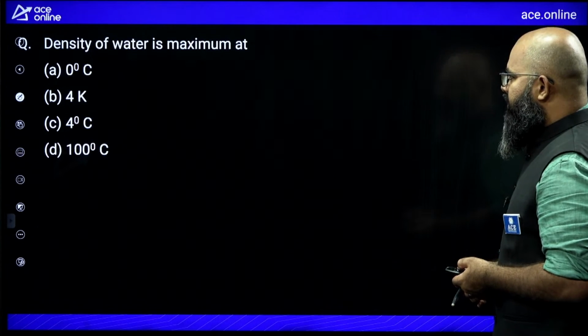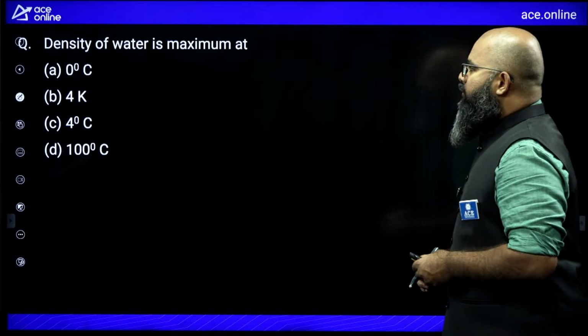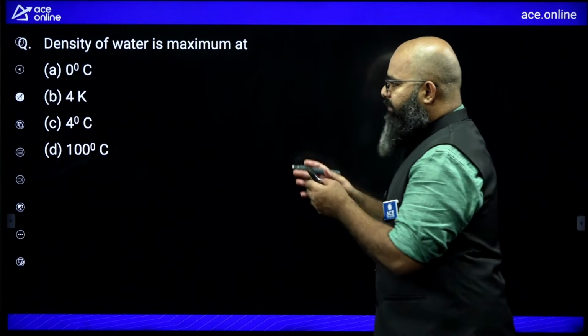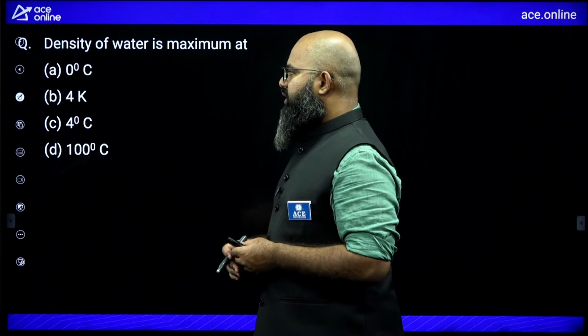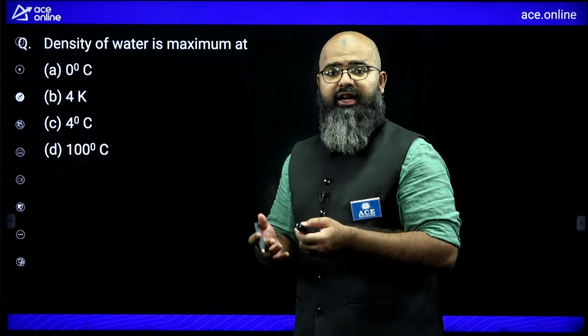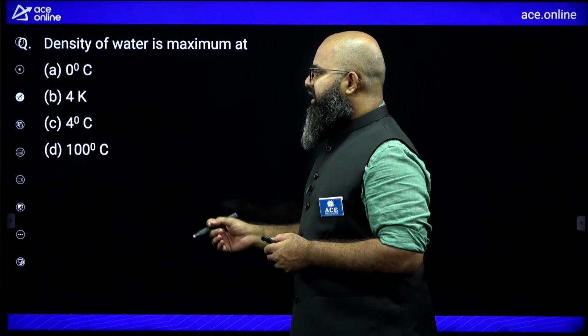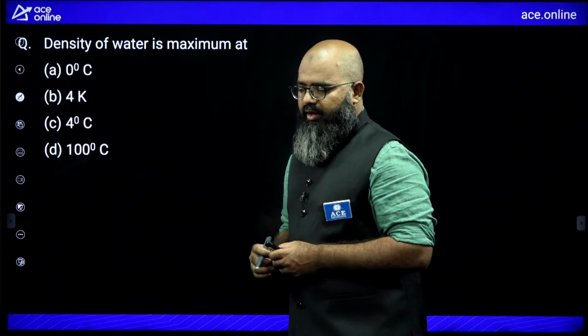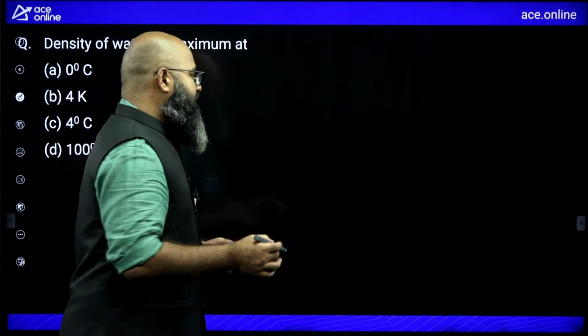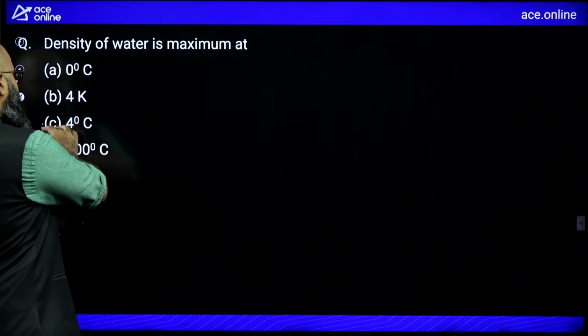Let us move further. The density of water is maximum at what temperature? He has given you 4 options over here. This is a very commonly asked question in interviews as well. Okay, 3 of the options are in degrees centigrade and 1 is in Kelvin over here. You should remember that density of water is maximum at 4 degrees centigrade.